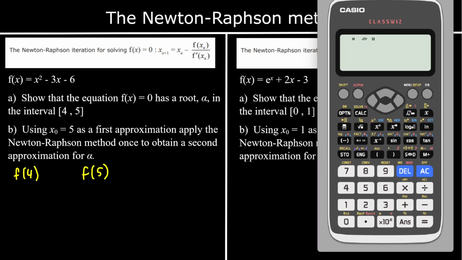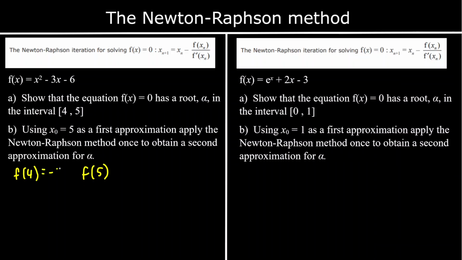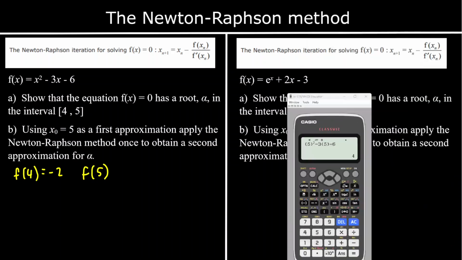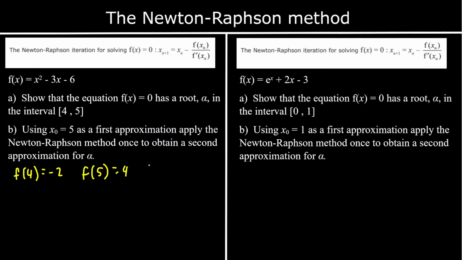So f of 4 is 4 squared minus 3 fours minus 6, which is negative 2. And if we substitute 5 into the equation, we get 4. We get positive. So we have a change of sign and a continuous function. Therefore, we have a root in the interval 4 to 5.